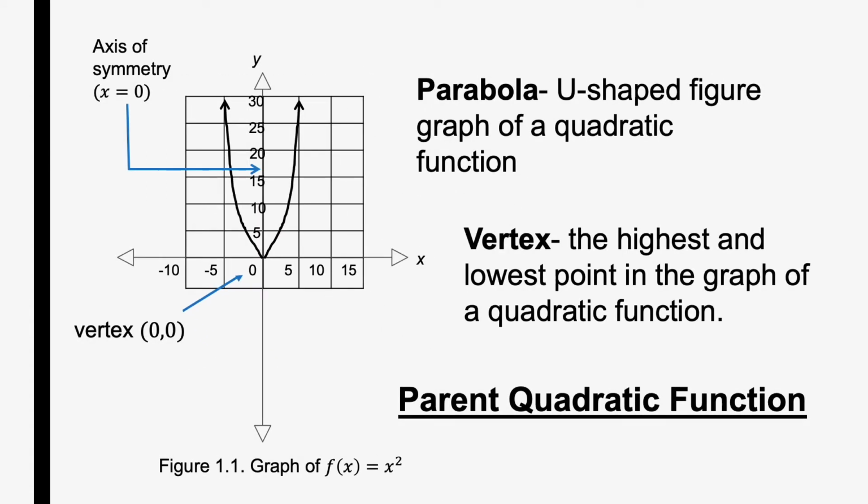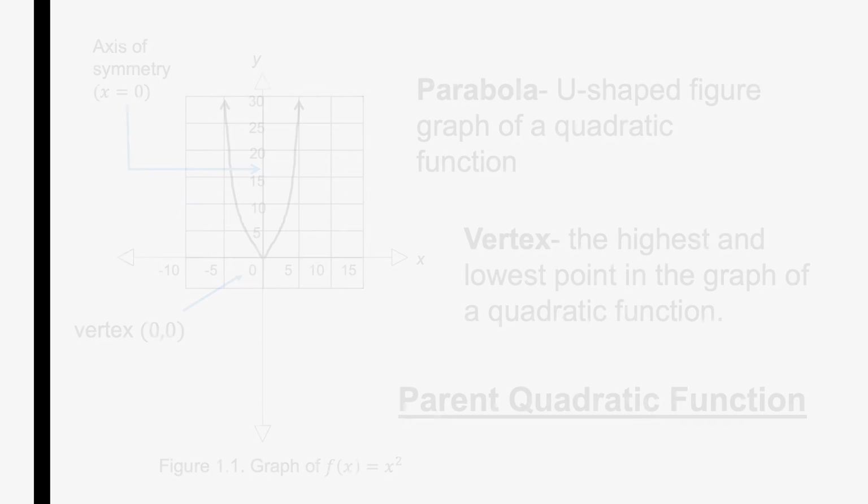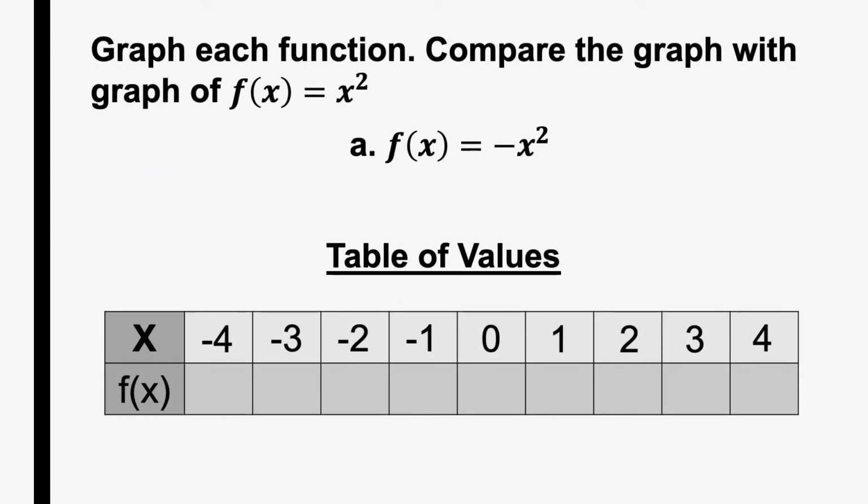Now, the U-shaped figure graph of a quadratic function is called a parabola. And the vertex is the highest or lowest point in the graph of a quadratic function. We call this function f of x is equal to x squared a parent quadratic function. So now graph each function and compare the graph with the graph of f of x is equal to x squared.